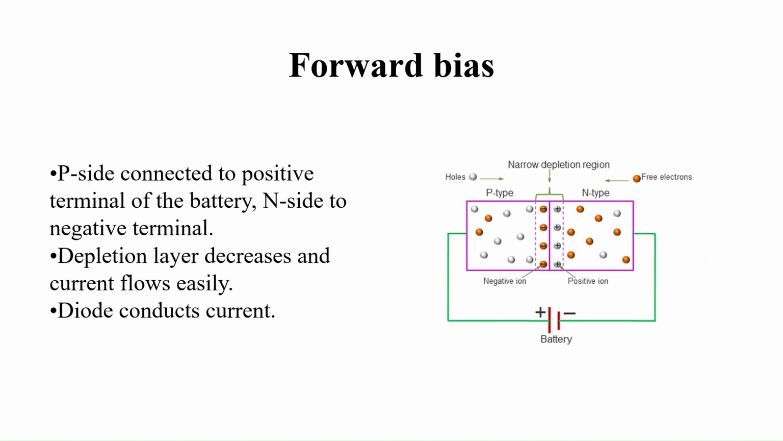The first type of biasing is forward bias. In forward bias, the p-type region is connected to the positive terminal of the battery and the n-type region is connected to the negative terminal. Now, the electrons are attracted by holes and the holes are attracted by electrons. The depletion layer becomes very thin and the current flows easily through the diode.